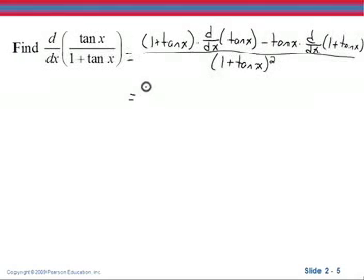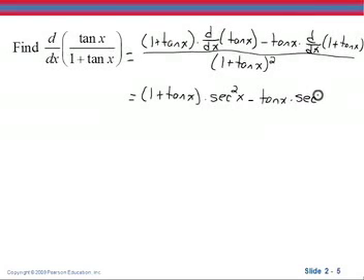So we'll take the derivatives in the numerator, that's 1 plus tangent x, times the derivative of tangent x, which is secant squared x, minus tangent x, times the derivative of 1 is 0, and the derivative of tangent is secant squared x. So the derivative of tangent x is secant squared x. Of course, that's all over 1 plus tangent x squared.